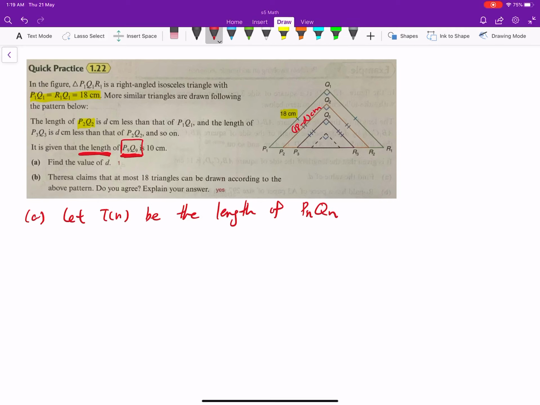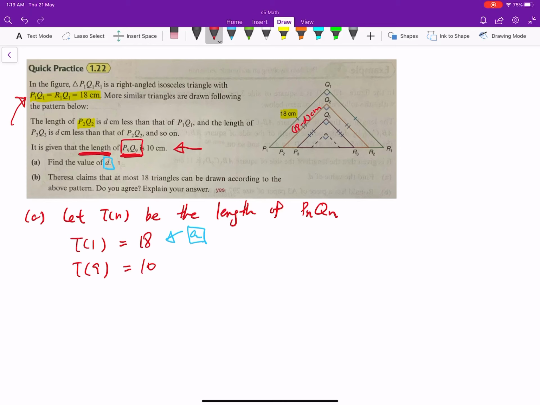Okay, so first of all, we get two pieces of information here. This is the first one, and this is the second one. From the first one, we get T1, which is P1Q1, is 18. And this is actually A, the first term. The question is asking us to find D, okay? Then we also use the second piece of information, which is T9. T9 is 10, okay? So by these two pieces of information, we can find the common difference.